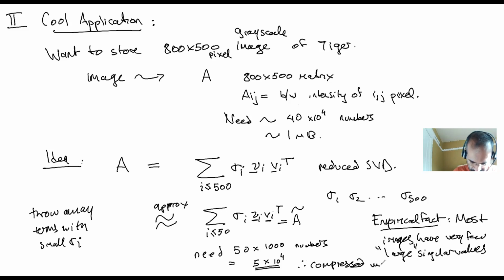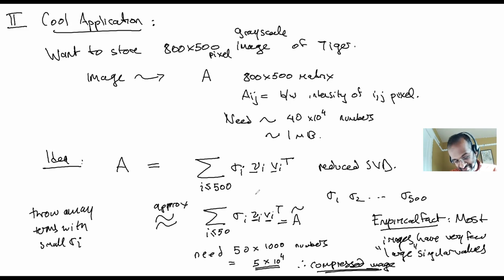Professor, when you said that most images have very few large singular values, but then also said that they throw away the terms with the small singular values, do you mean that they have very few singular values and all of them are the larger ones? No, so most images have a lot of non-zero singular values, like the maximum number, like 500. But what happens empirically for most images is that only like 10% of them are going to be big. All these other numbers are going to be much smaller.